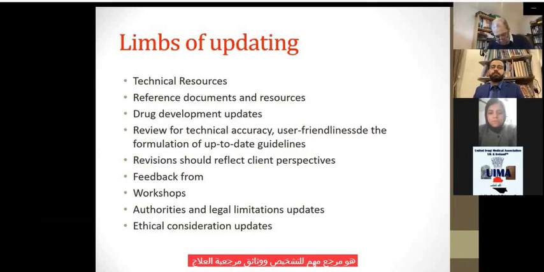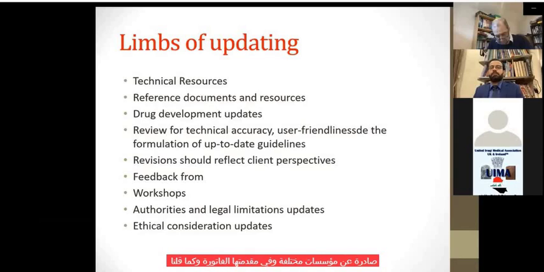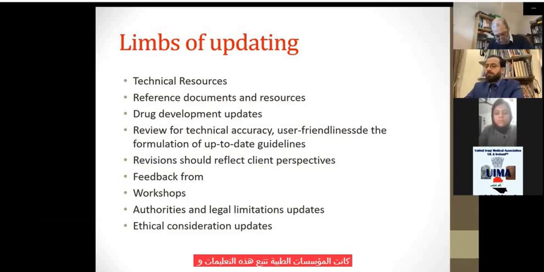Reference documents and resources, the guidelines and major points that are issued by different institutions, and at the top, the WHO. And as we said, in the coronavirus pandemic, all the medical institutions were following these instructions and updating their guidelines accordingly.